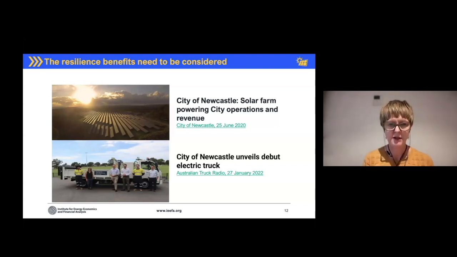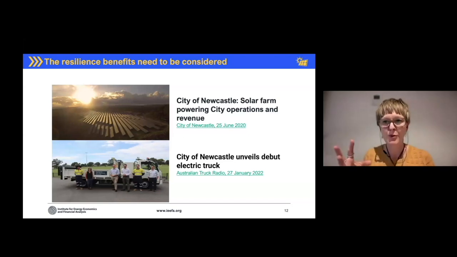So my favorite anecdote is about the city of Newcastle. They installed a ground-mounted solar farm at their waste treatment plant, aka their garbage dump. And they are now in the process of buying a series of electric garbage trucks. Those garbage trucks will go to the waste treatment plant, dump their garbage, and can refuel at the solar farm. And the City of Newcastle has already factored into their investment decision making around these garbage trucks that they will be able to send them out to emergency centres in the event of a bushfire or a flood, and that those garbage trucks will provide emergency power supply in those circumstances.